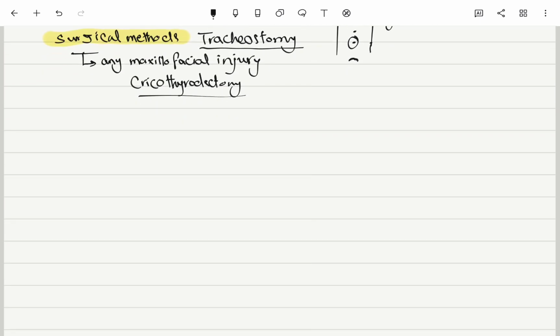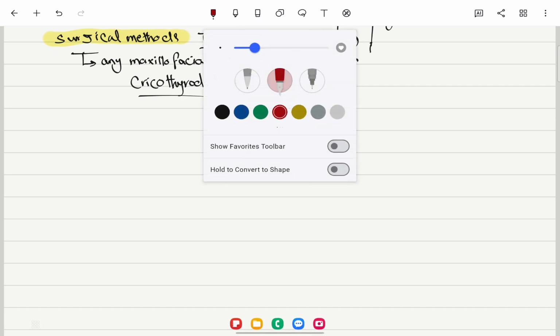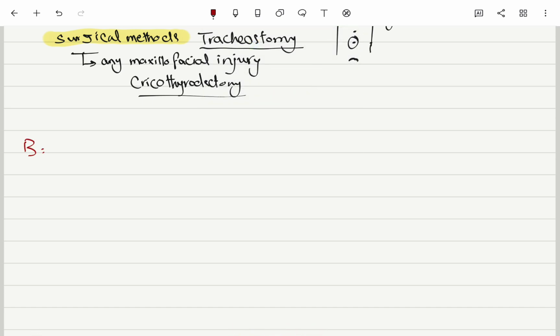Okay, we finished the airway. Let's talk about breathing. Number B. Okay, letter B. Breathing. In the breathing, I will look for cyanosis. This is by looking. I will listen to the lung sounds.